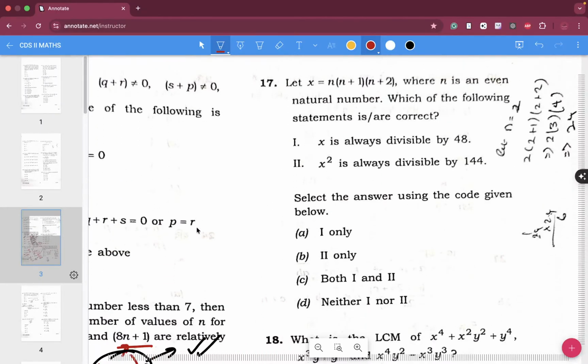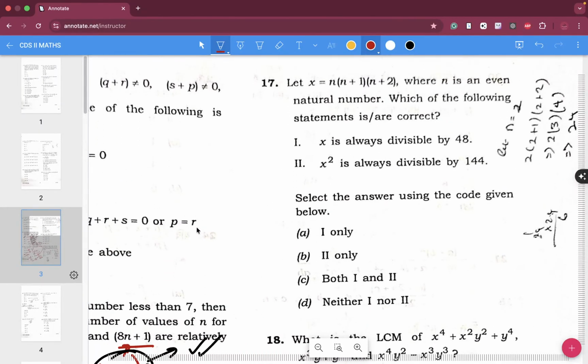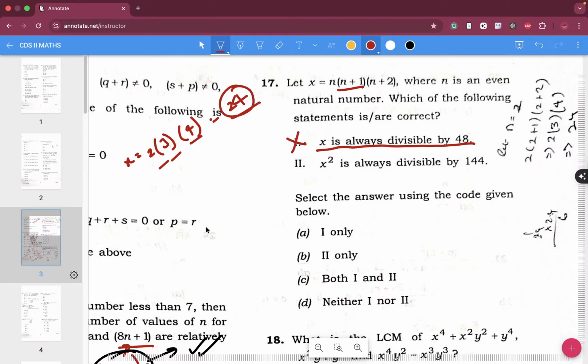Now let's move on to this one. Let x is equal to n into n plus 1 into n plus 2, where n is an even natural number. If n is an even natural number, n could be 2. So 2 into 3 into 4, which is 24. Now the first thing they have said is x is always divisible by 48. Is 24 always divisible by 48? No. So 1 is not correct.